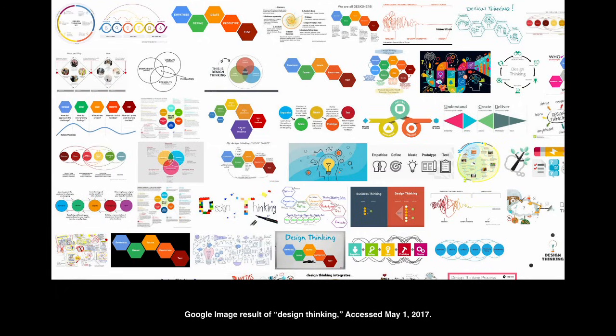Okay, so if you Google design thinking and go to the image area, this is pretty much what you will see. This was found on May 1st, 2017, last month. As you can see, it's typically visualized and represented as five hexagons. I don't know why hexagons. So typically five steps, right? And they go linearly.